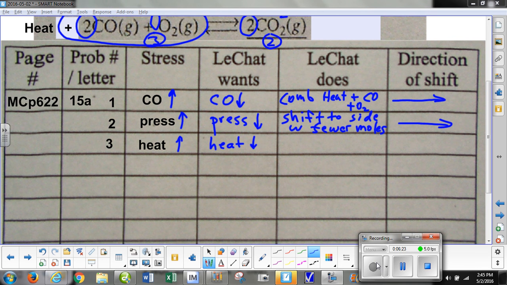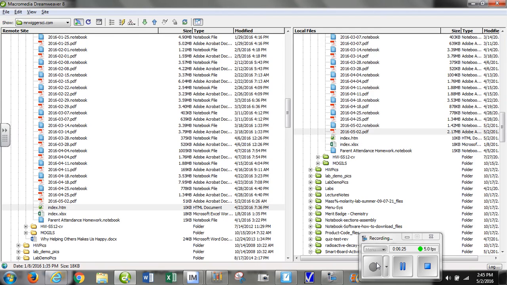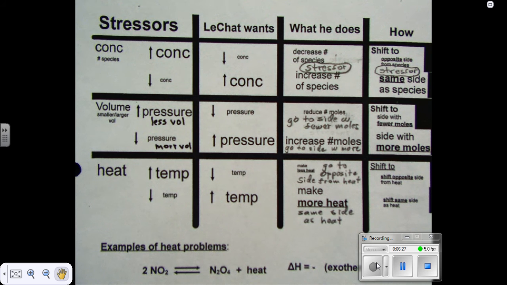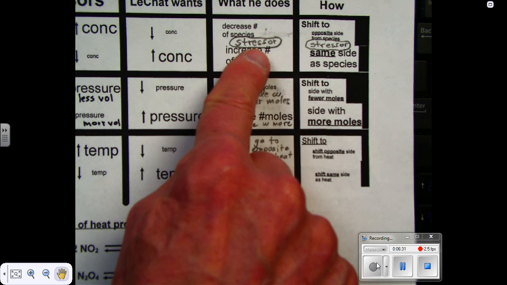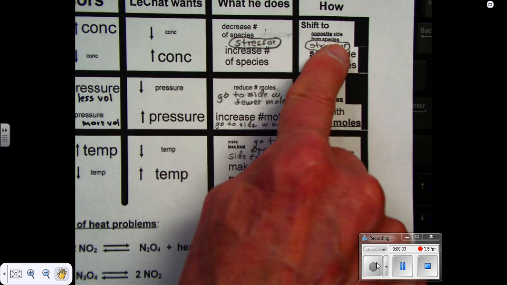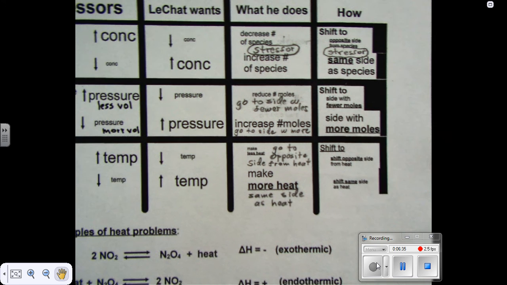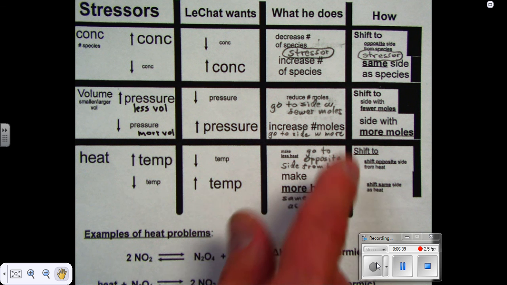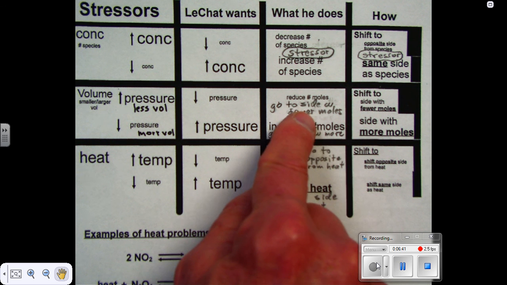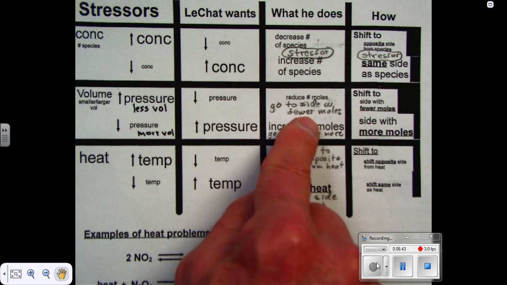Let's go back to here. Have you folks written in stressor here and here? Okay, because that's the one that we got to worry about. And we're down on temperature right now, but let's go back and look at volume. With volume, you're going to the side with fewer moles.